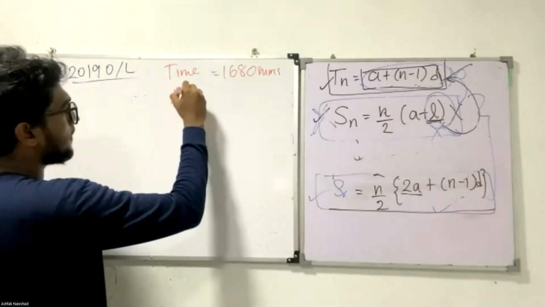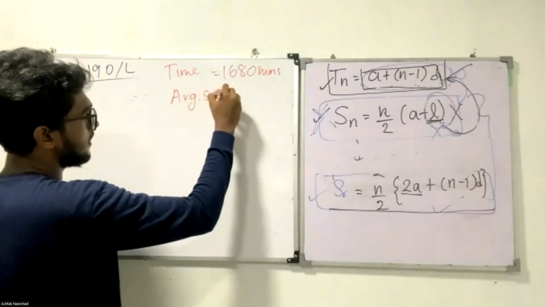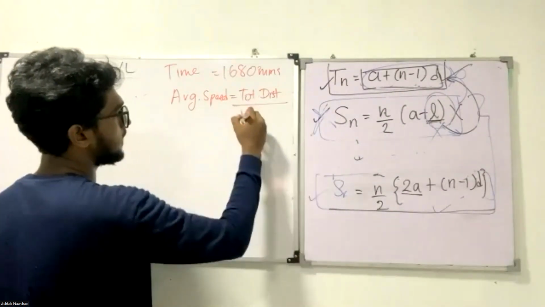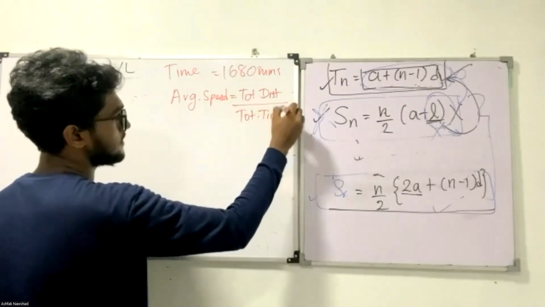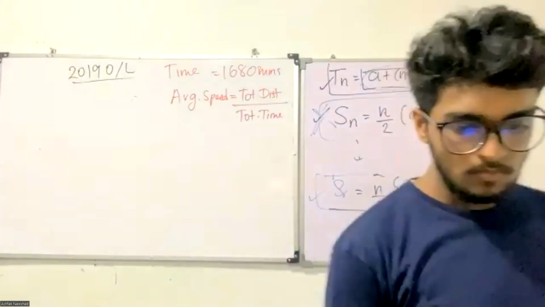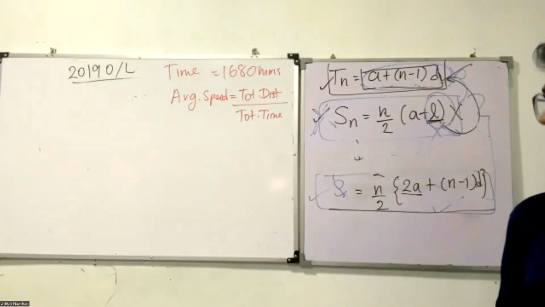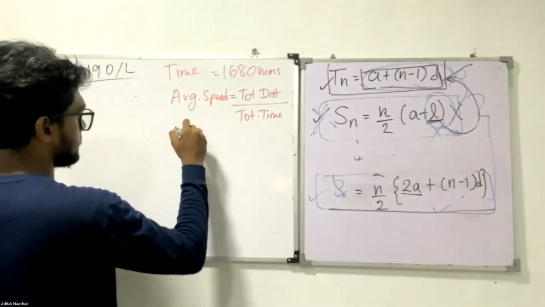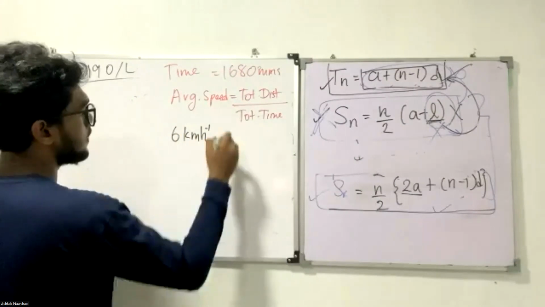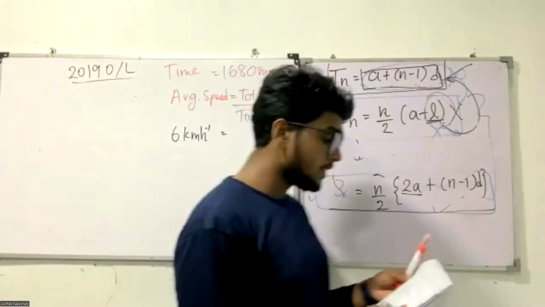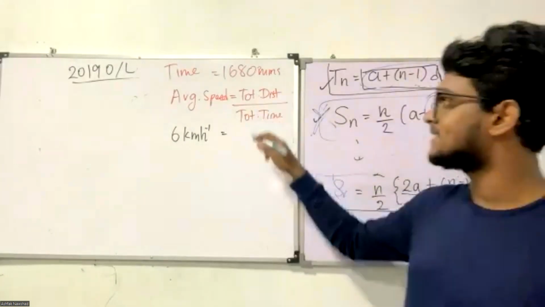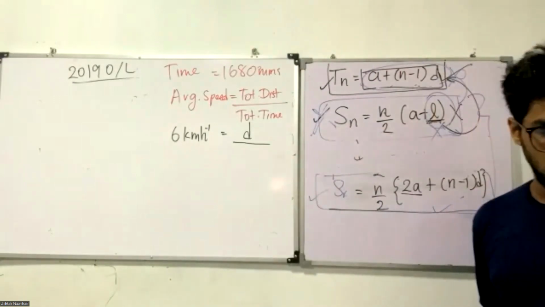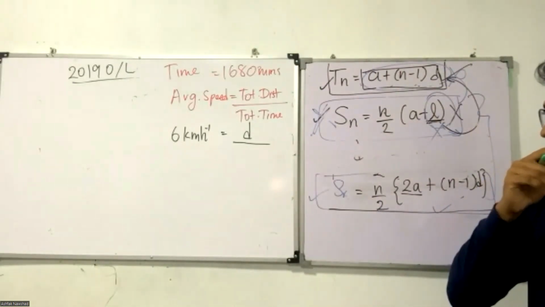So the formula for average speed is total distance traveled divided by total time. So this is physics. They have given us the average speed. What is it? It's 6 kilometers per hour. Do we know the total distance? No, they are asking for the distance. So I'll use D for the distance.